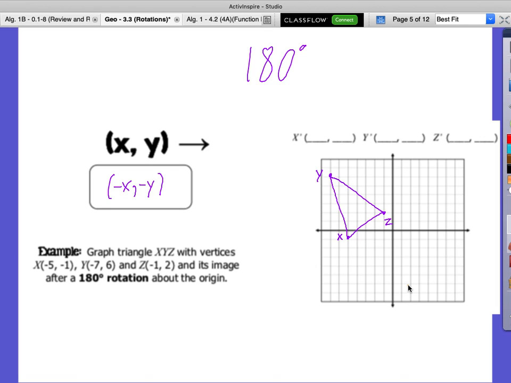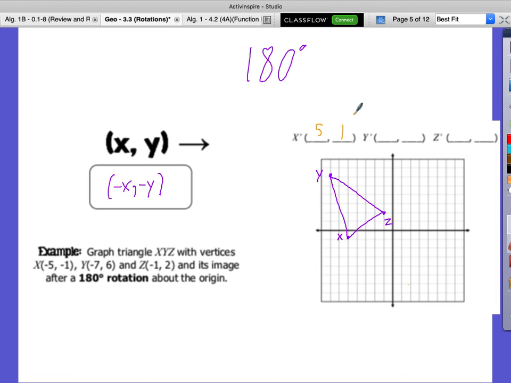So what is x prime here? Positive 5, comma what? Positive 1. We took whatever our x was, and we did the opposite sign of that. We didn't change the order at all. So negative 5, comma negative 1, to positive 5, comma positive 1. Okay?